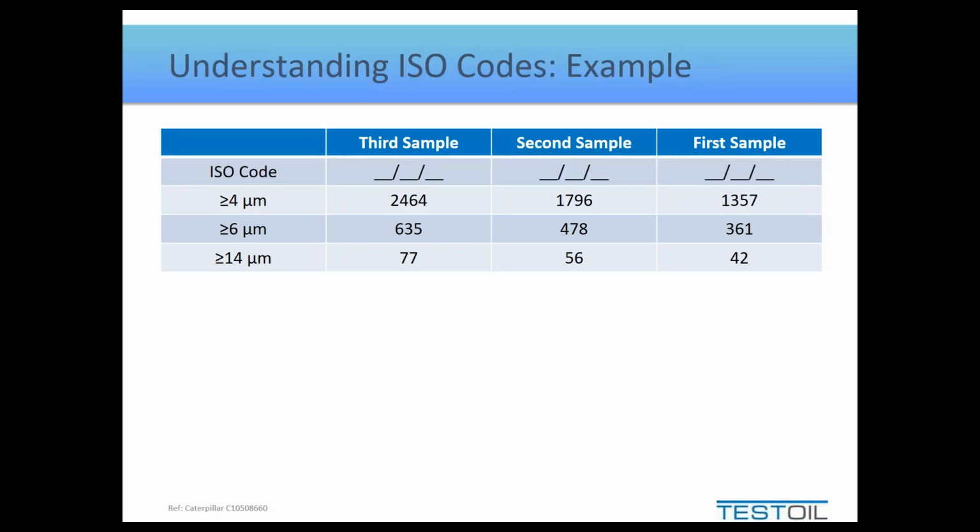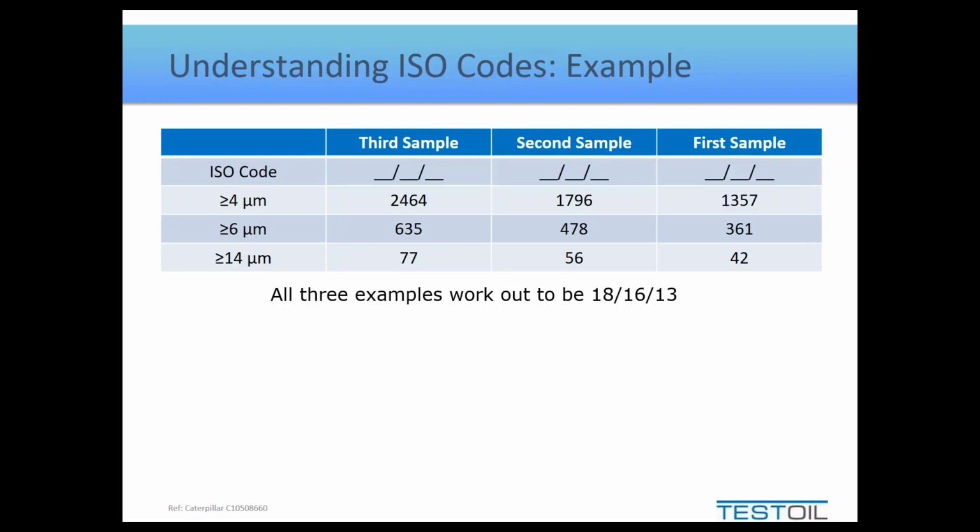Now if I move to the second sample and keep those size ranges in mind, you will find that that second sample also will code out to be 18, 16, 13. And in fact, if you were to do the third sample, you would discover all three of these work out to an ISO code of 18, 16, 13.